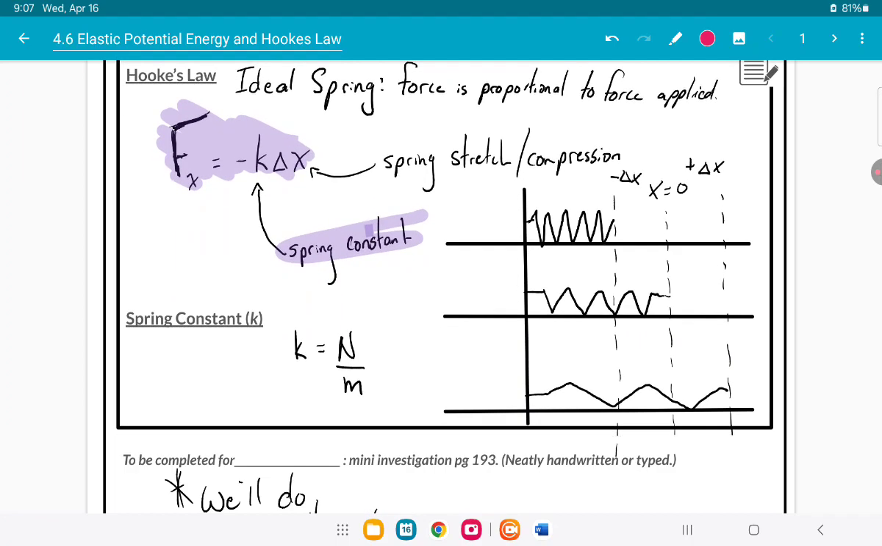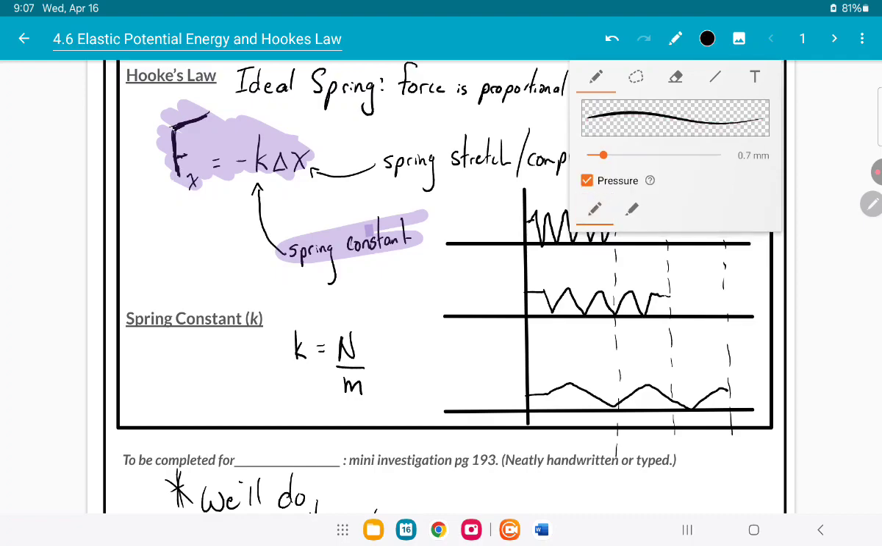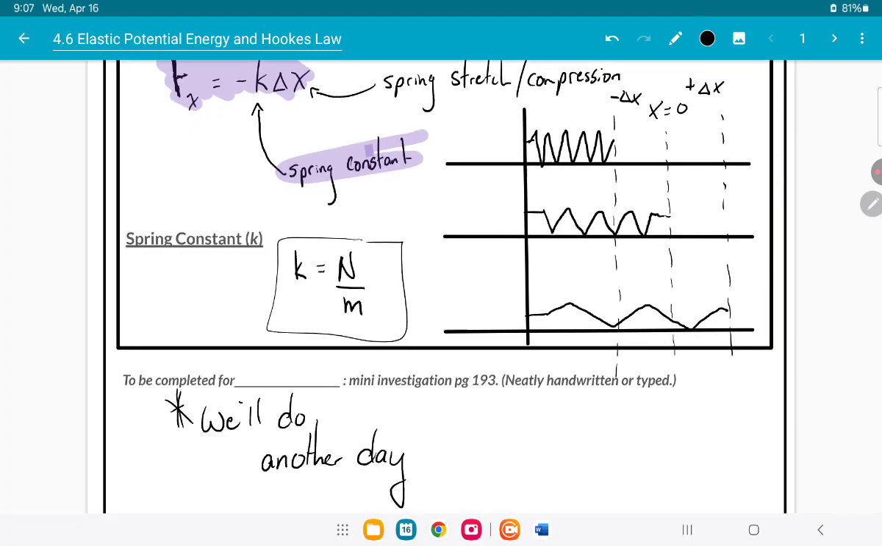Now the spring constant is just that, it's a constant. So you can think of it like a slope. And its units are newtons per meter. There's a mini investigation we'll do, a little lab, but we'll do that on another day when I'm in class.